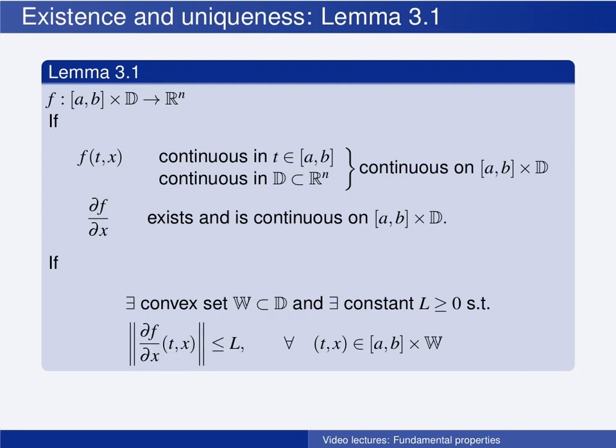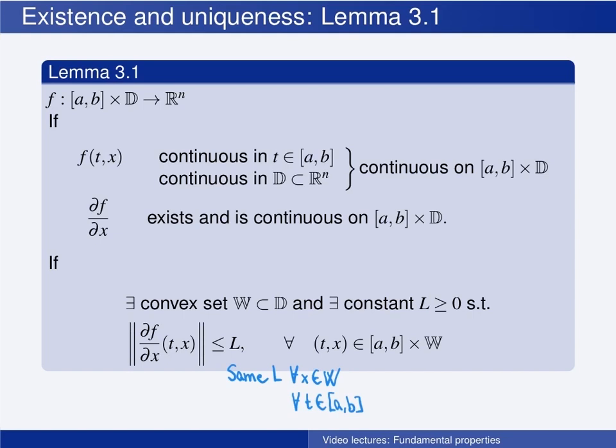The second condition states that there should exist a convex set W in D, and there should exist a constant L such that the norm of the first order derivative with respect to x is bounded by this L for all time in the time interval from a to b and for all states in the convex set W. Note that it should be the same L for all values of time and state. So it should be possible to find an L such that this is satisfied for all x in W and for all time instants in a to b.